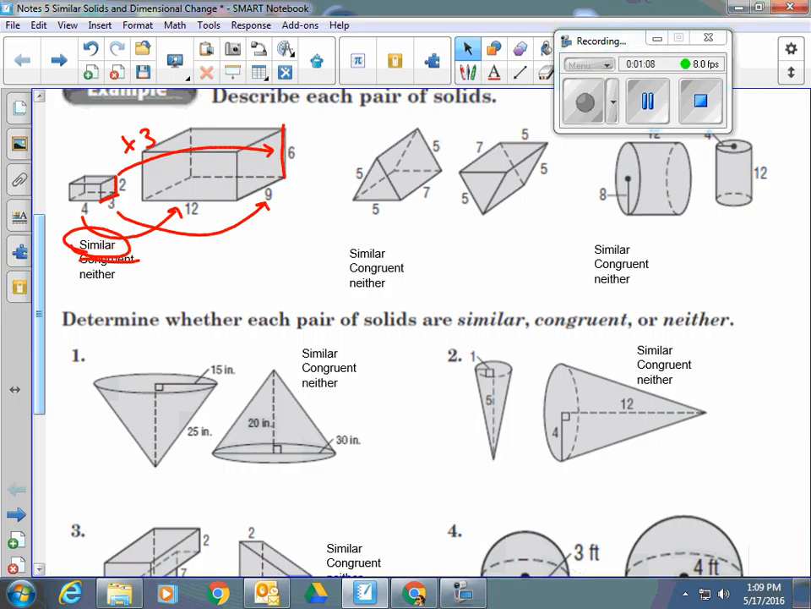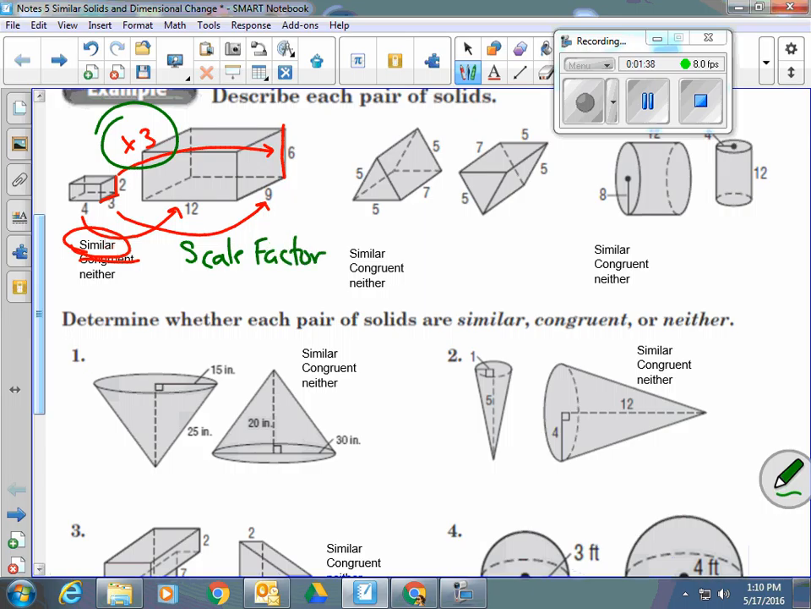Somebody tell me, do you remember what this number right here is called? How much bigger it gets? We can set up a proportion. It starts with an S. We talked about it when we did dilations. Okay, this is scale factor.